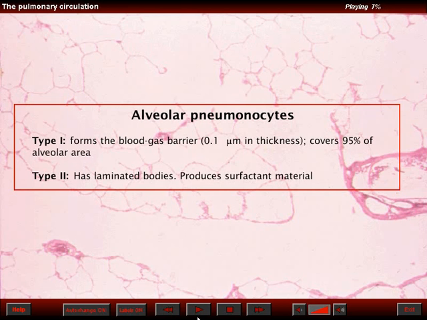The alveolar pneumonocytes are of 2 types. Type 1 forms the blood gas barrier, and it has 0.1 micra in thickness and covers 95% of the alveolar region. Type 2 has laminated bodies and are the ones that produce the surfactant, which coats the inner aspect of an alveolus and prevents its collapse.